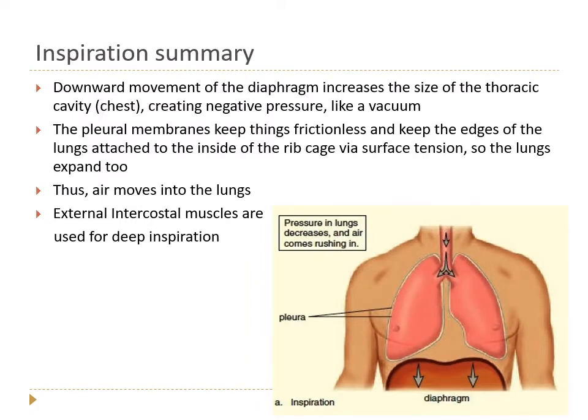So to summarize what happens during inspiration, the diaphragm is going to contract and move downward, increasing the space in the thoracic cavity. Then if you remember physics and Boyle's law, that creates negative pressure, like a vacuum, that is going to pull air into the system. Because the pleura keep the lungs attached and maintain that vacuum, air has no place to go but into the lungs. We only use our external intercostal muscles when we're doing deep inspiration. Usually, with normal quiet breathing, we're just using our diaphragm.